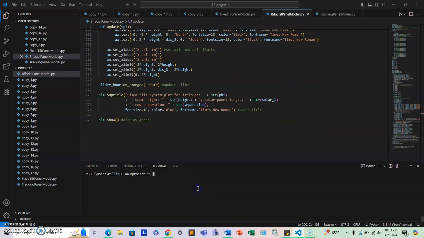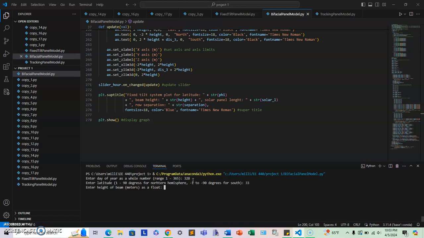So let's run this script. If we compile, it's going to guide us in the command prompt. So for example, for the day, assuming I want to do November 24th because that's my birthday, that would be day number 328. Latitude, Cruises is 33 degrees north.